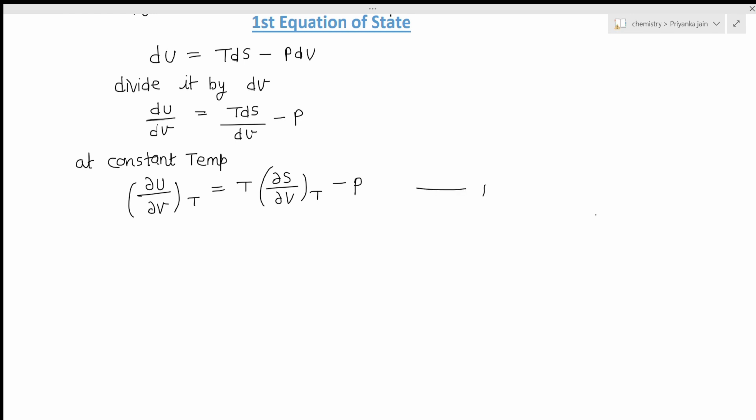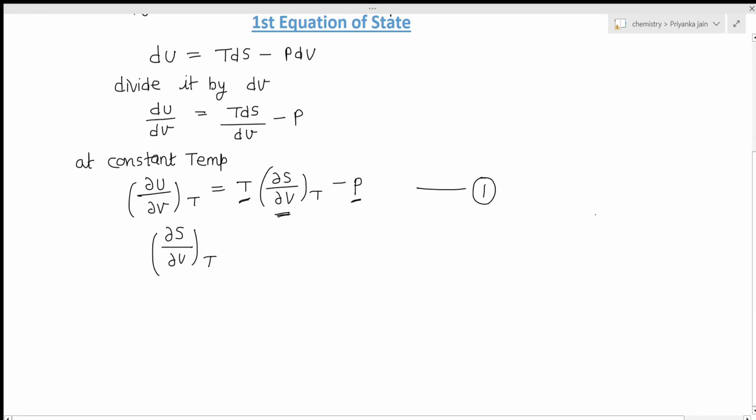This will be equation number 1. In this equation we know temperature and we know pressure, but there is del S upon del V. Entropy cannot be directly determined. So we want this equation in terms of pressure, temperature and volume. First we have to convert this term into measurable terms, that is, convert del S upon del V at constant temperature into a term in terms of pressure, volume and temperature. That we can do by the Maxwell relationship.